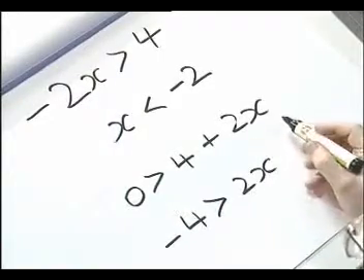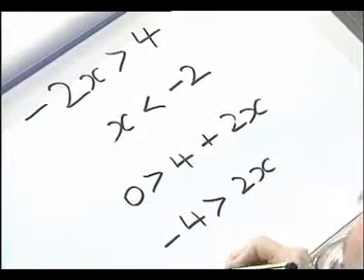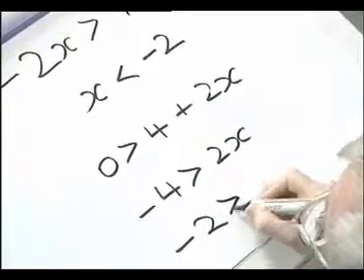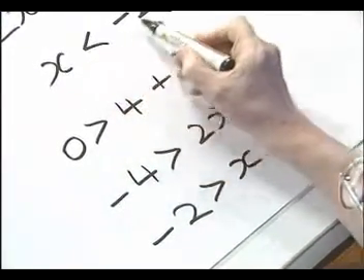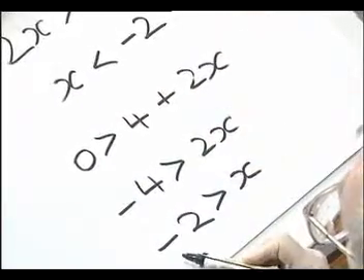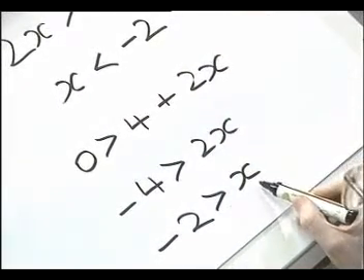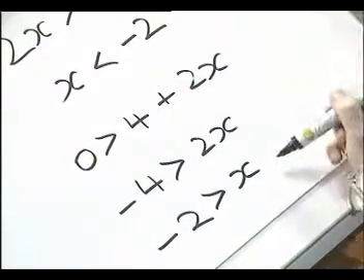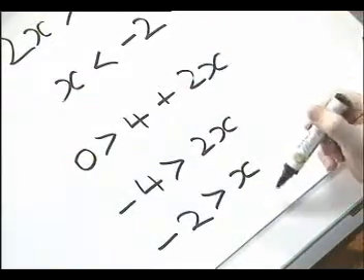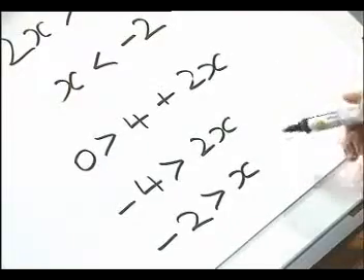And we can divide through by 2 again, getting minus 2 is greater than x. And saying that x is less than minus 2 is the same thing as saying minus 2 is greater than x. So we've solved this inequality by 2 different methods. The second one avoids dividing by a negative number.